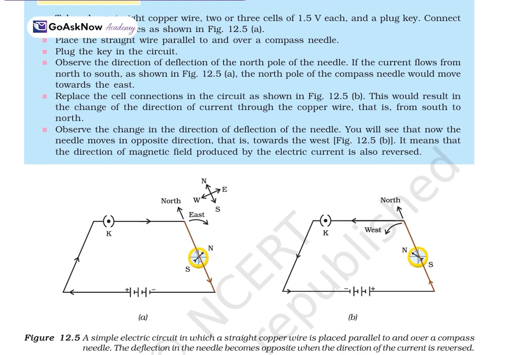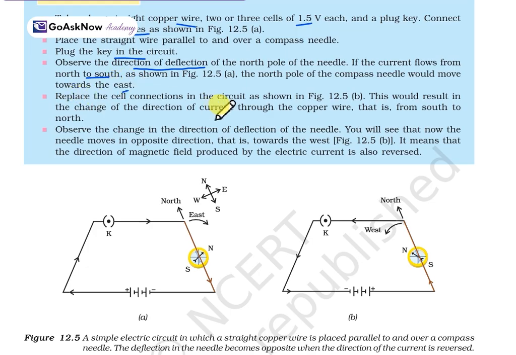Firstly, you'll have to take a long straight copper wire, as we already know in the 12.1 activity. Now three cells are there, 1.5 volt each, and you connect all of them in series. Now place the straight wire parallel to the compass needle and plug the key in the circuit. You have to observe the direction of deflection of the north pole of the needle, and if the current flows from north to south, the north pole of the compass needle would move towards the east.